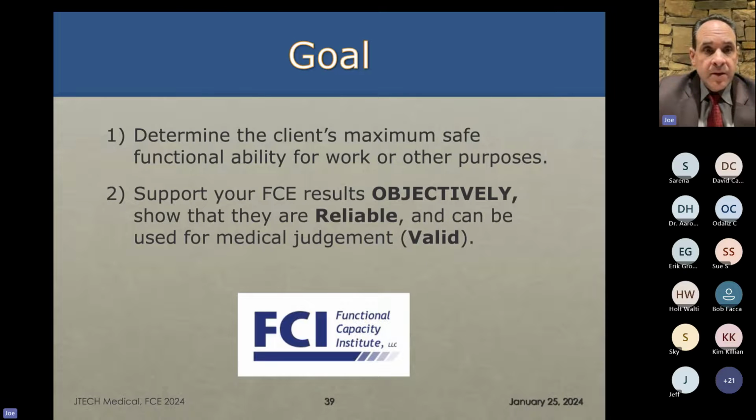So again, the goal is to determine the client's maximum safe functional ability for work purposes, but also to support your FCE objectively, and show that the results are reliable and can be used for medical judgment, or in other words, that the results are valid and in some cases invalid.